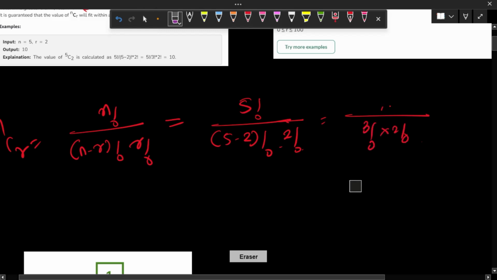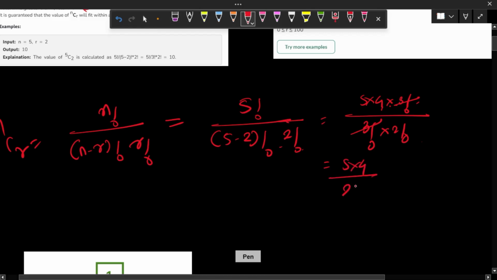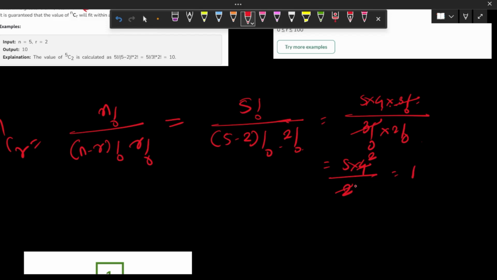Can I write this as 5 into 4 into 3 factorial? Yes, we can write this. So the 3 factorial will get cancelled and we are left with 5 into 4 upon 2 factorial, which is nothing but 2. Two ones are 2, two twos are 4. So 5C2 is equal to 10.